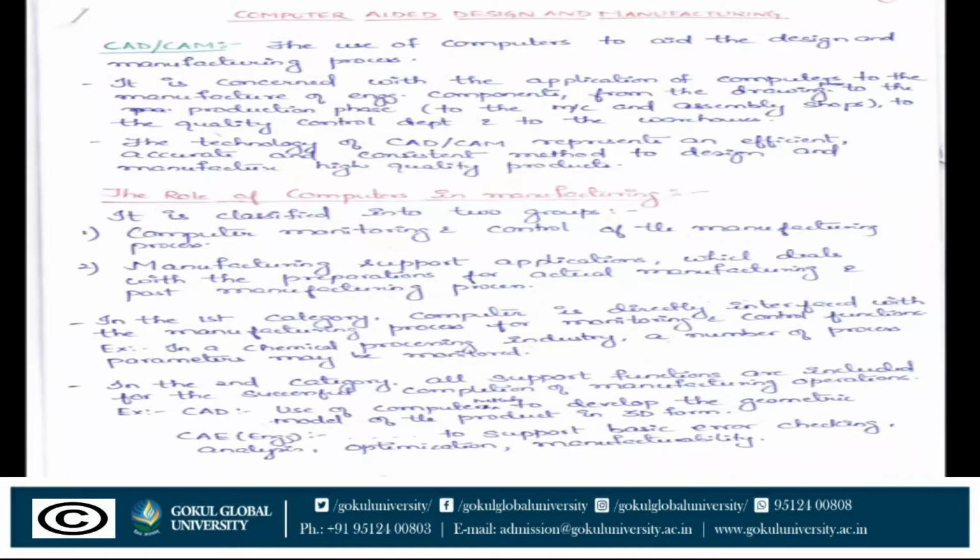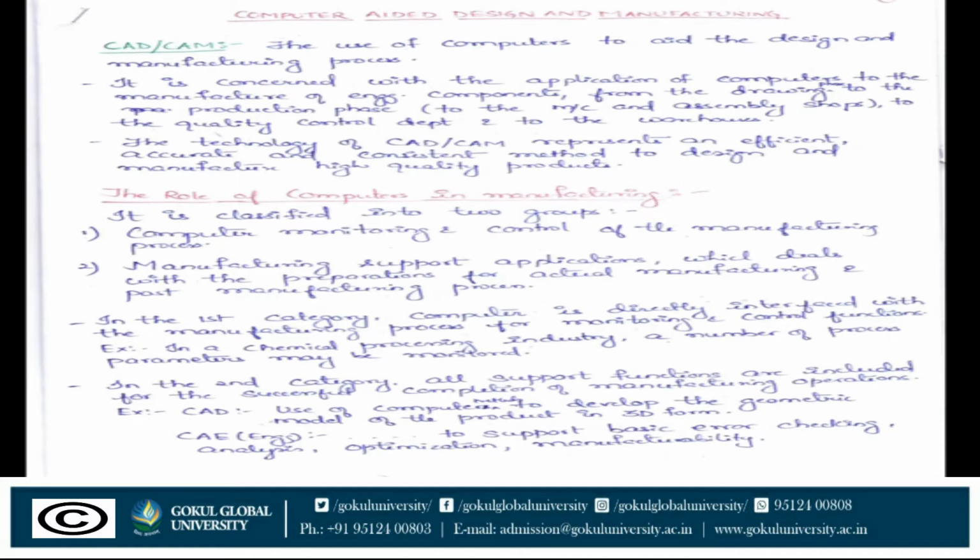First of all, we have to understand what we mean by CAD and CAM, and where they are used in industries. It is the use of a computer to aid the design and manufacturing process. It is concerned with the application of a computer to the manufacture of an engineering component, from the drawing to the production phase, or from the machine to the production phase. The technology of CAD and CAM represents an efficient combination of methods to design and manufacture a high quality product.